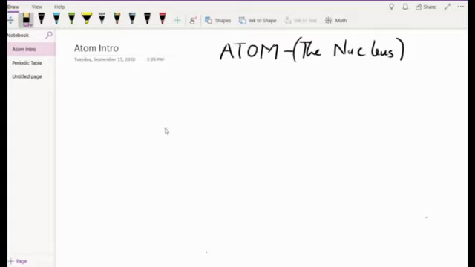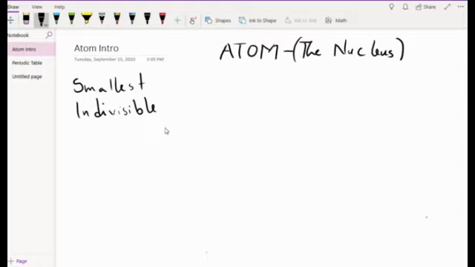Okay, so an atom by definition is defined as the smallest and indivisible part of an element. Indivisible part of an element. So these are the two keywords when you define an atom.